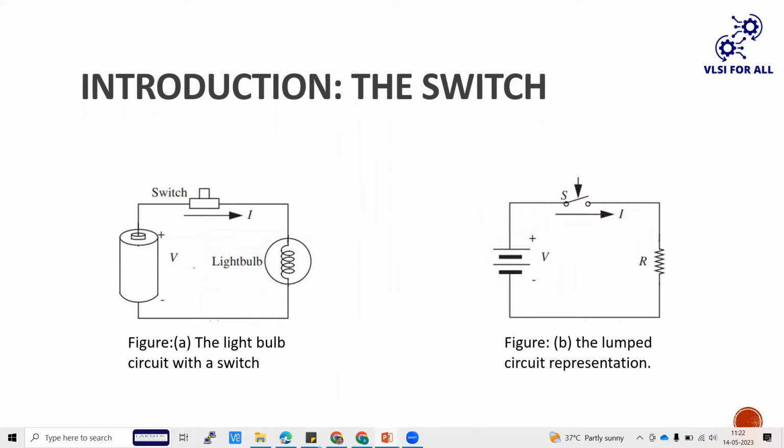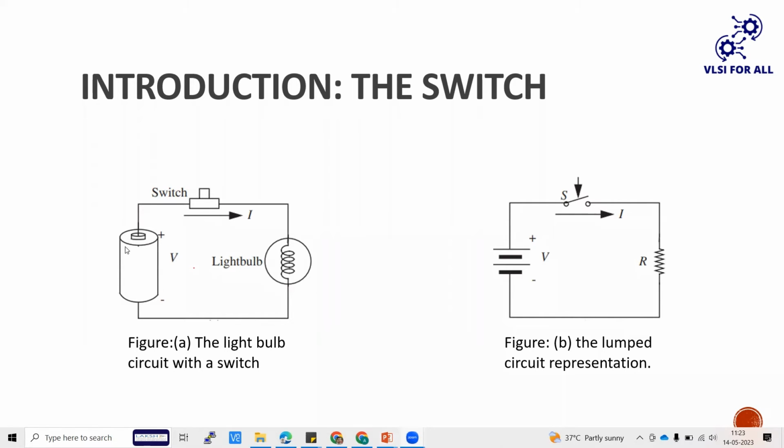So here you can see a simple analogy. Before discussing the MOSFET switch, I want to show you how a switch works. Now you see here, there is a switch, and here there is a battery.